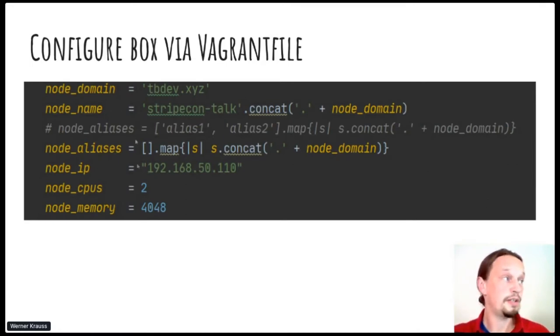So this is the one snippet I always change on my boxes. You set the node name of your machine. In this case, I used StripeCon talk. And it comes with the pre-configured domain tbdev.xyz. This is a real existing domain.